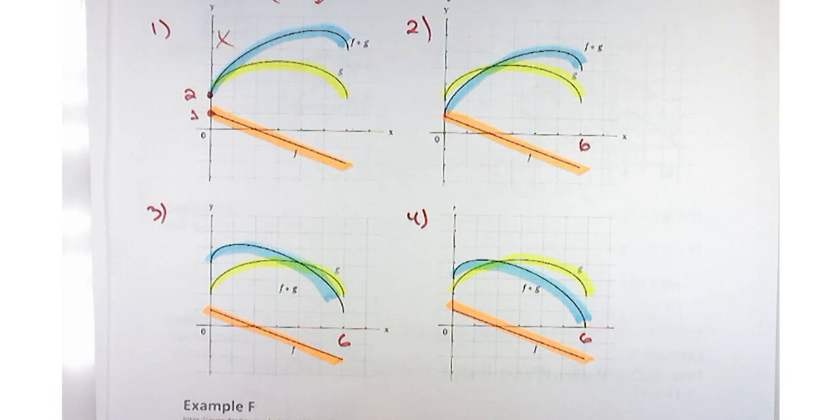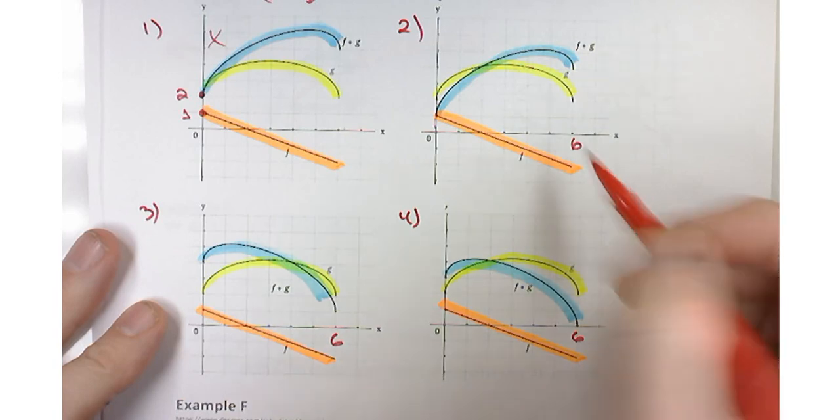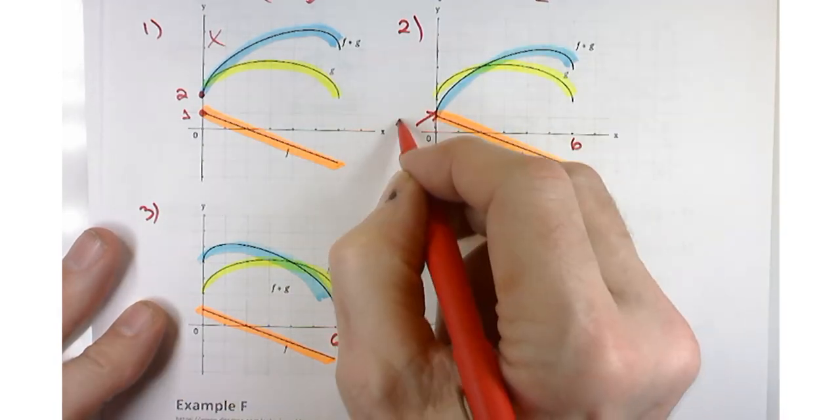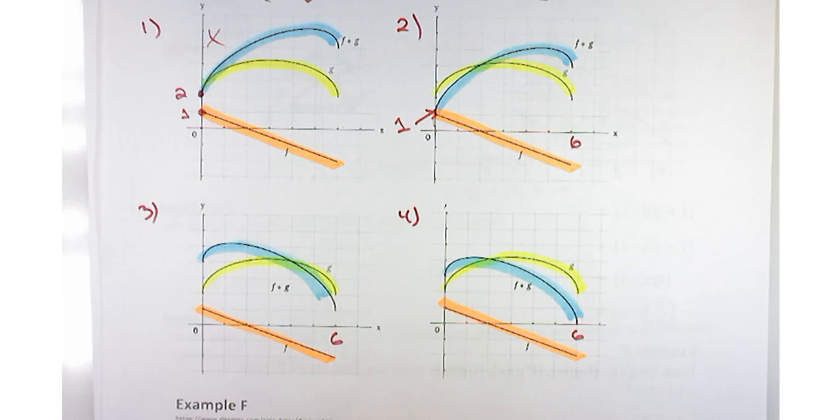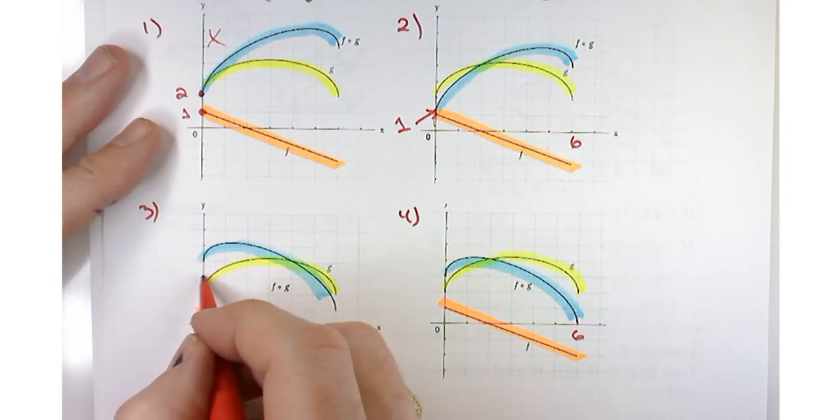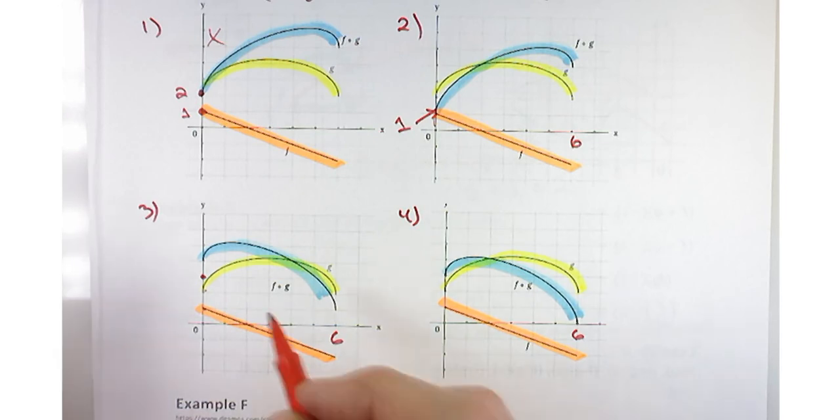All right, so this one fails the test at x equals 0 again, right? f plus g should be 3. Here, f plus g equals 1, so that doesn't look right. How about over here? 1 plus 2 should be 3, and well, this one fails again. All right, so that doesn't look right.